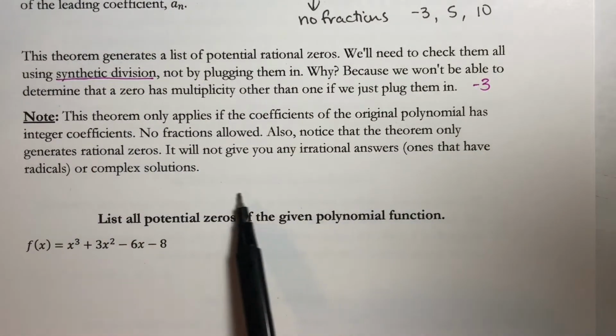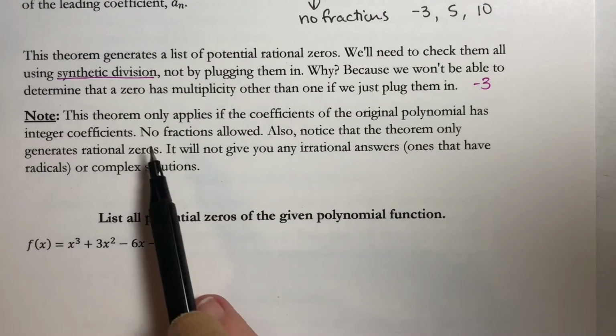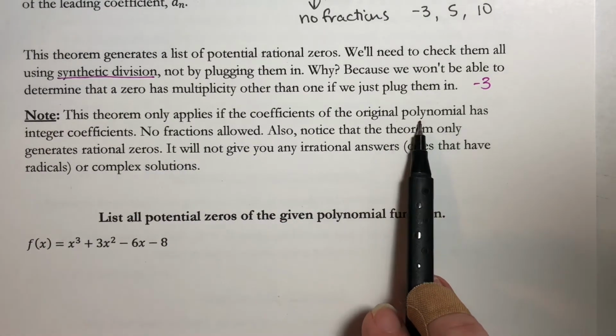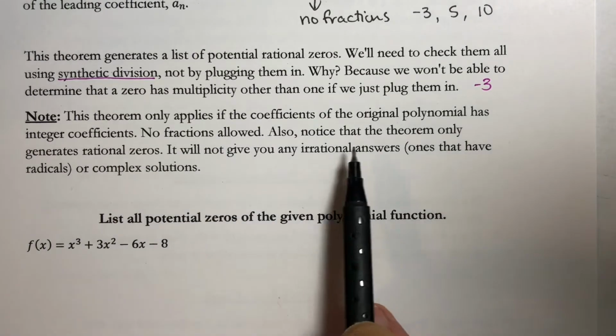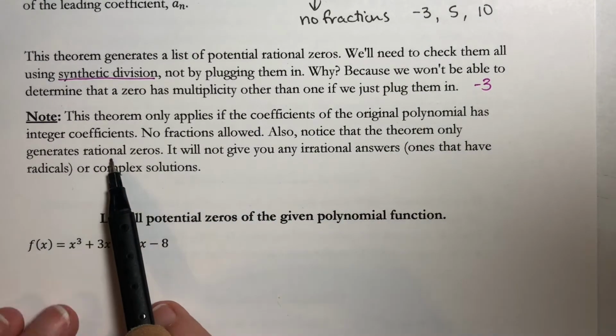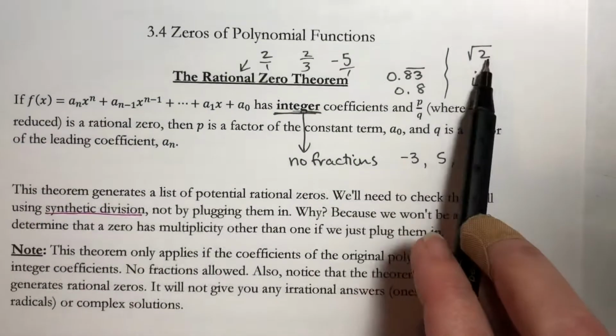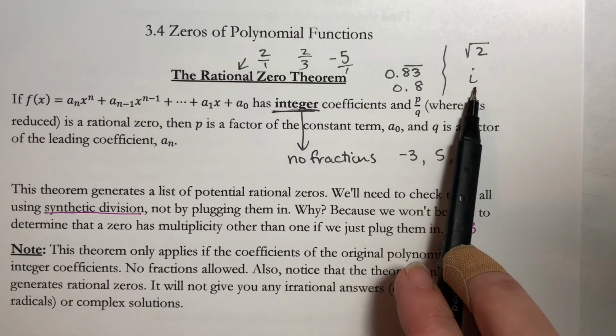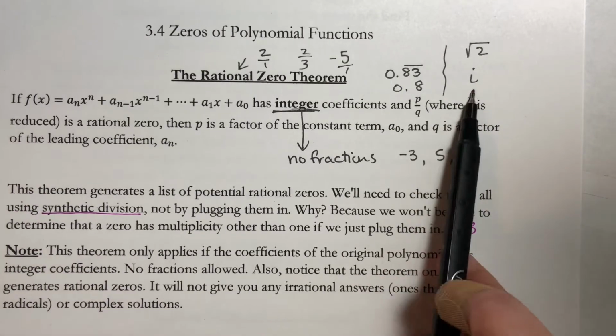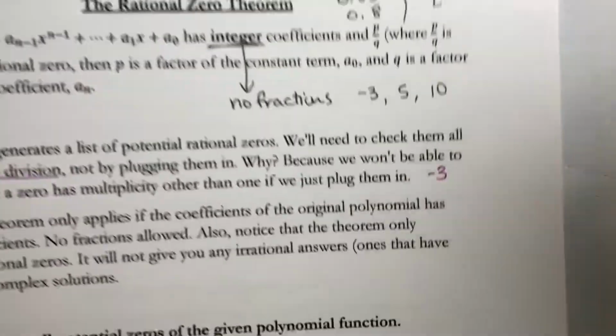And this is what I was saying before, okay? It only applies if the original polynomial has integer coefficients, no fractions allowed. And notice the theorem only generates potential rational zeros. So again, it's not going to give us any potential answer that still has a square root in it. It's not going to give us any potential answer that still has an i in it. Okay, so we have limitations.